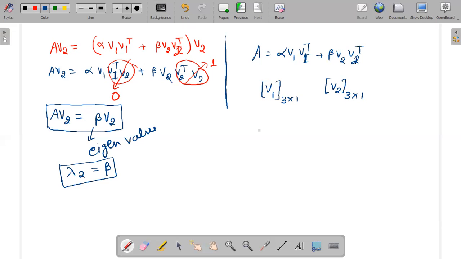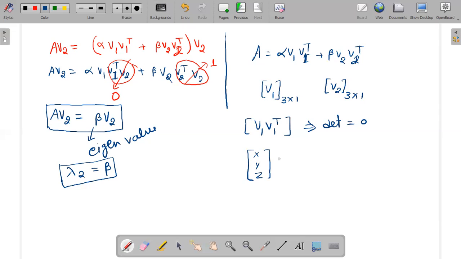So for the column matrix v1, if you calculate the determinant of v1 into v1 transpose, the determinant of this matrix is always 0, right? Because it is a column matrix. For a column matrix, the determinant of v1 into v1 transpose is always 0. Why is it true? Let us take a generalized column matrix, let us say x, y, z.